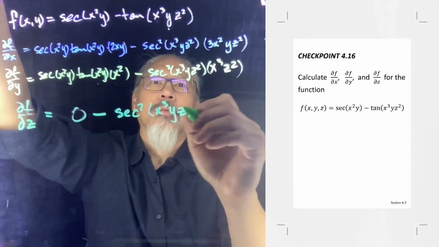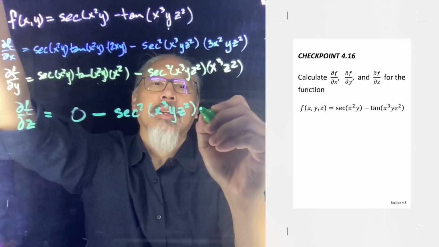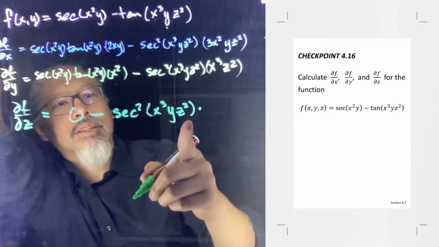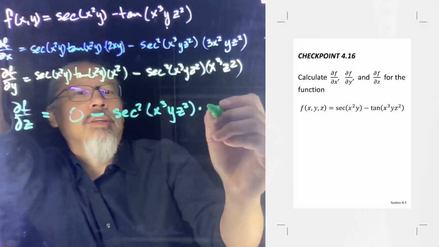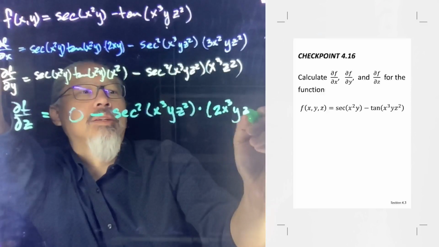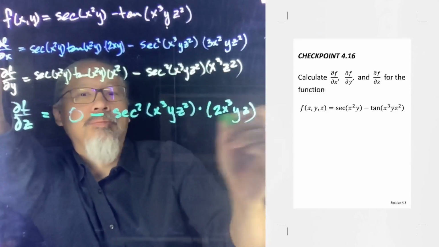That's x cubed y z squared. And now we take the derivative of the inside with respect to z. And so that would just be 2z, and then everything else is constant. So 2x cubed y z to the first power.